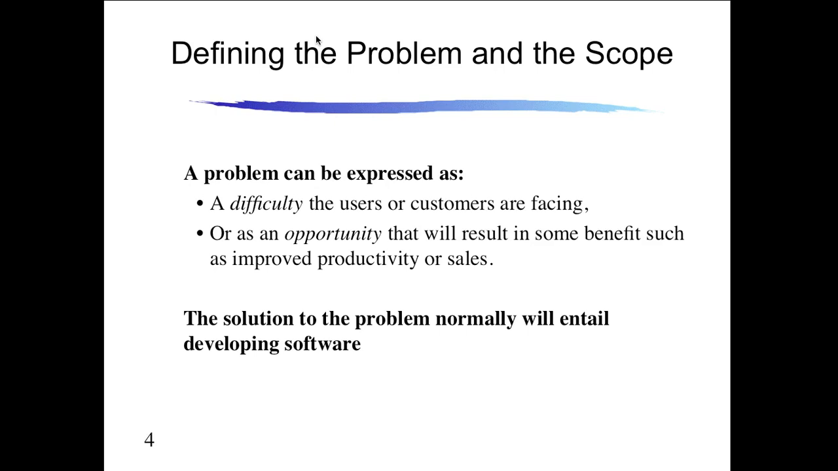The requirements always change. It's just a fact of development that happens. So the problem itself needs to be expressed at the beginning. It might be expressed as a difficulty the users or the customers are facing, or an opportunity that will result in some sort of a benefit. And the solution to the problem normally will entail, hopefully, the software development, or developing some sort of software. So you could say this is version 1.0 of the Acme registration system. And this version of the system will provide users the ability to drop classes. And then that is a very specific problem definition.